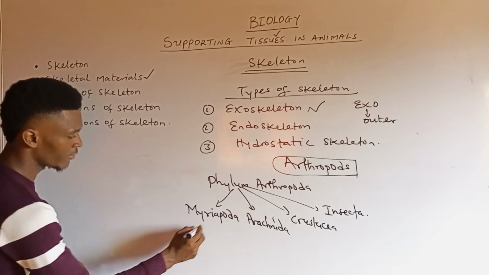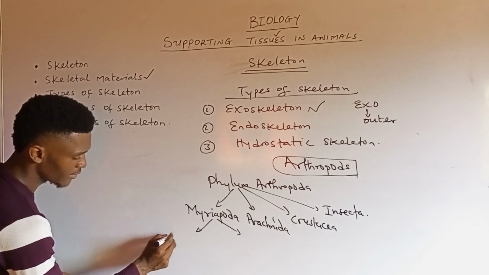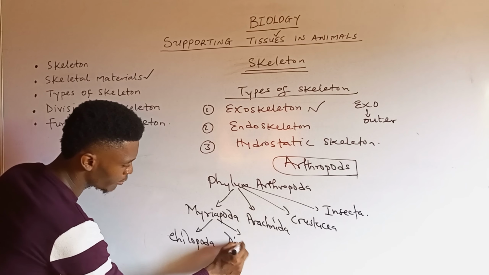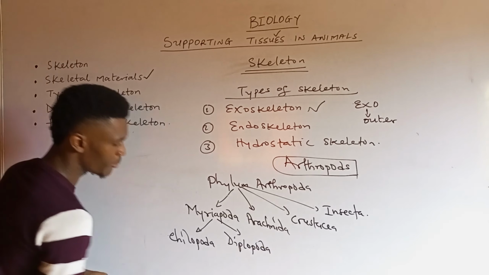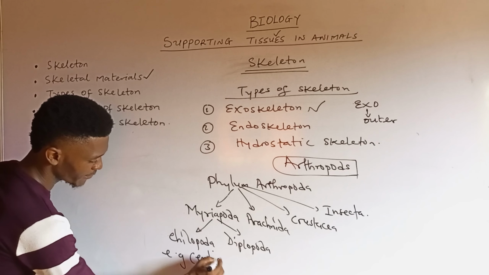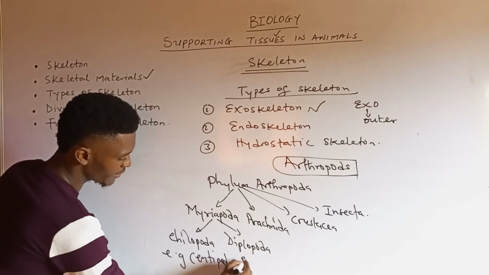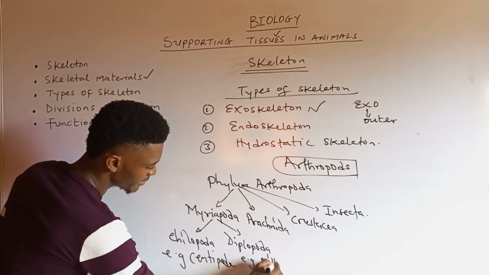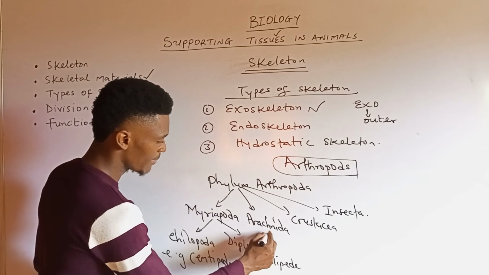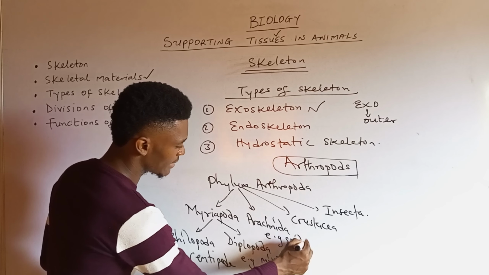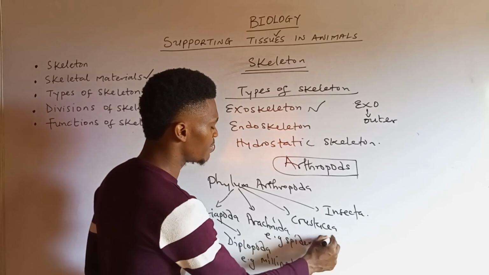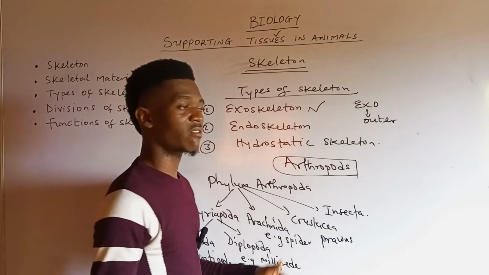Now this Myriapoda can further be broken down into Chilopoda and Diplopoda. An example of a chilopod is centipede. An example of a diplopod is millipede. Then classical examples of arachnids are the spider, the scorpion, the ticks, the mites, and the rest. Then for crustaceans, we have the prawns, shrimps, crab, and the rest.